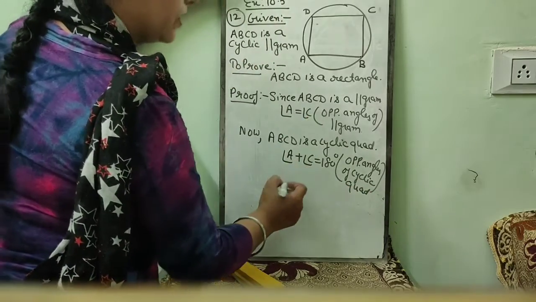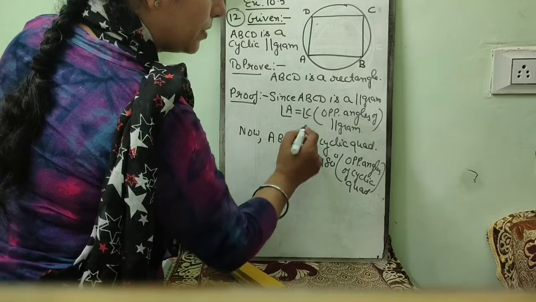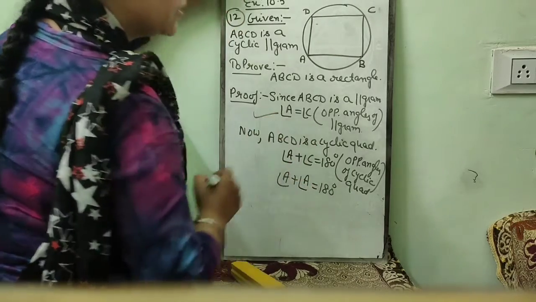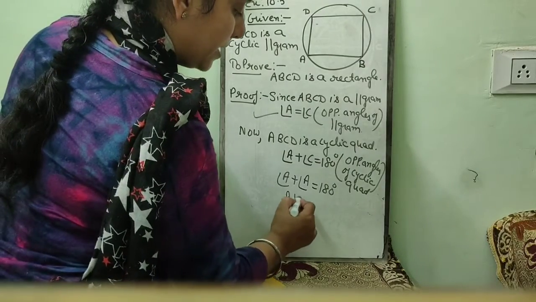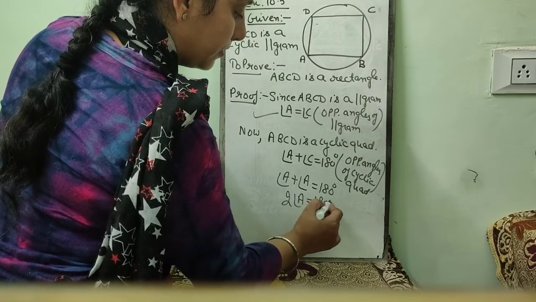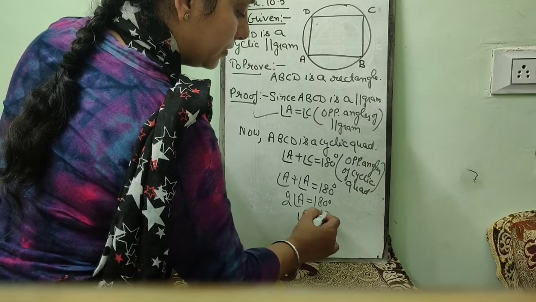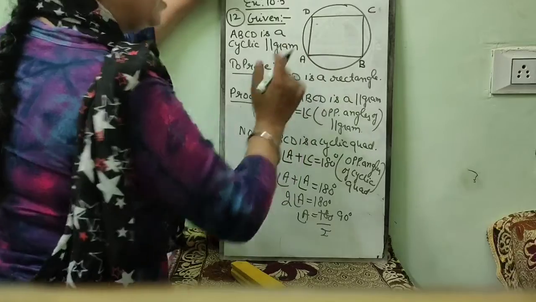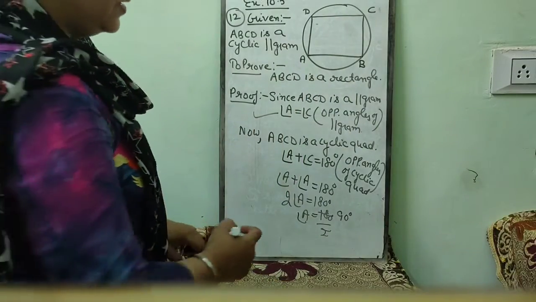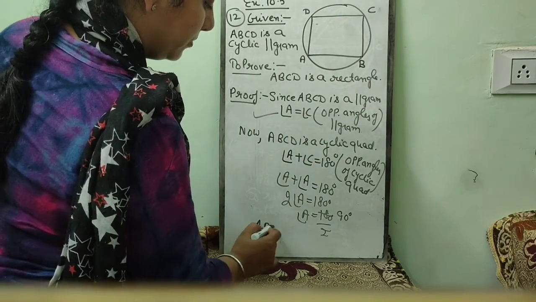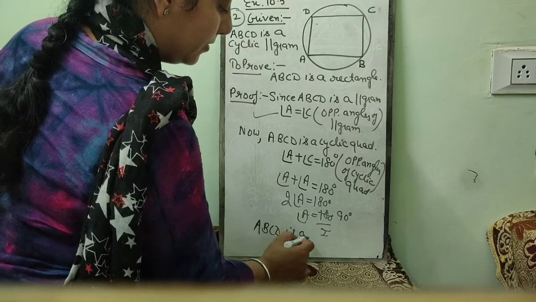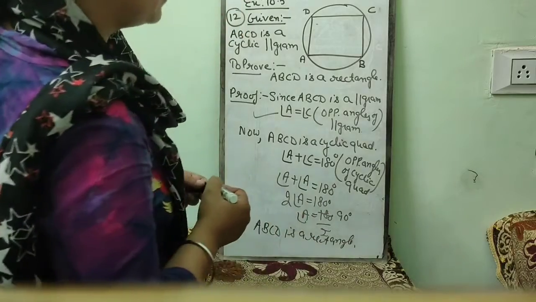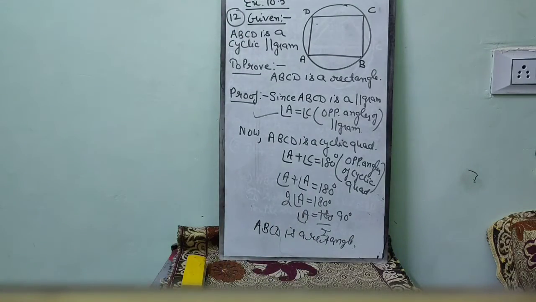Since A and C are equal, I am going to replace C with A. 2 times A is 180. Value of A is 180 by 2, that is 90 degrees. If the angle at any one of the vertices is 90, it means ABCD is a rectangle. Give a 1 minute review to this sum thoroughly.